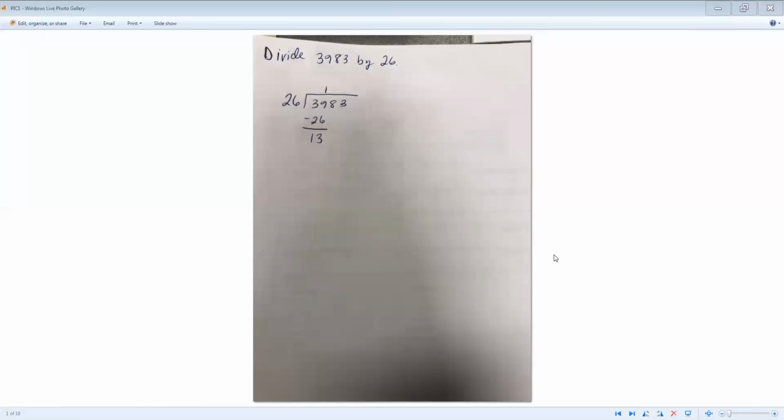Okay, so with this lecture, we'll look at dividing with polynomials. First, we'll look at the long division process without polynomials, and then compare that to dividing with polynomials. So first, we're looking to divide 3,983 by 26.